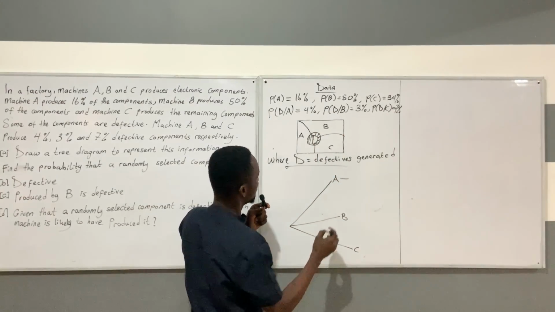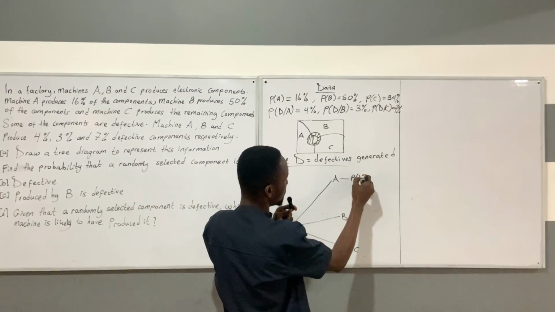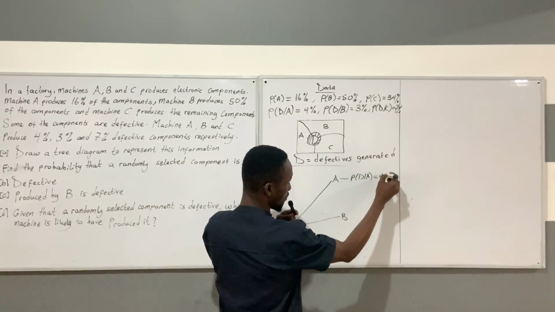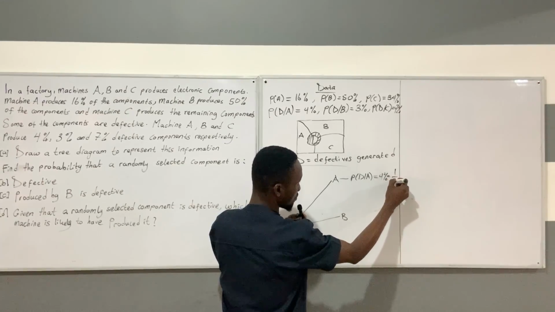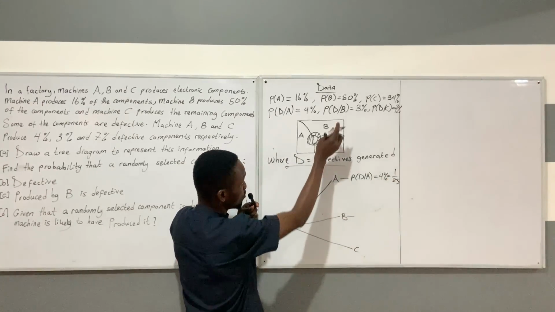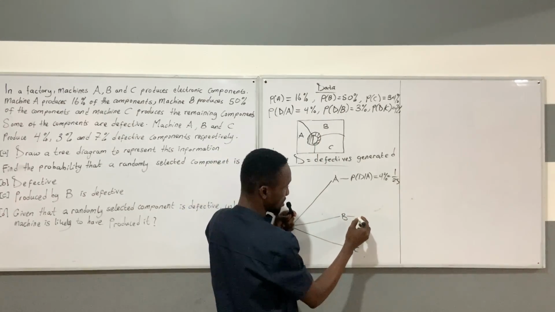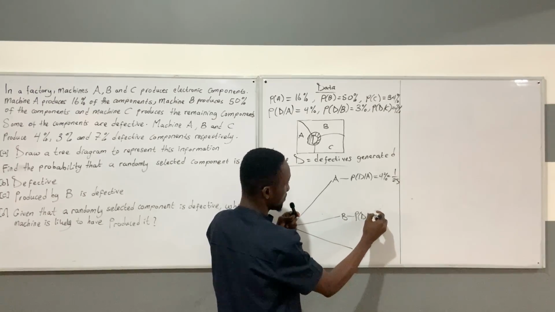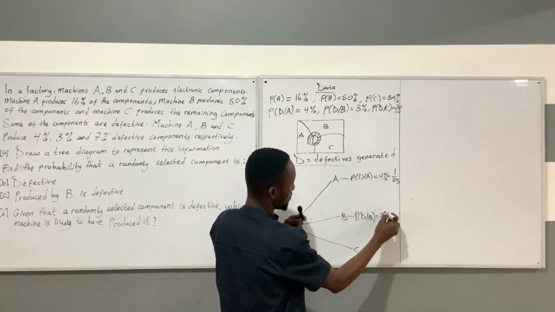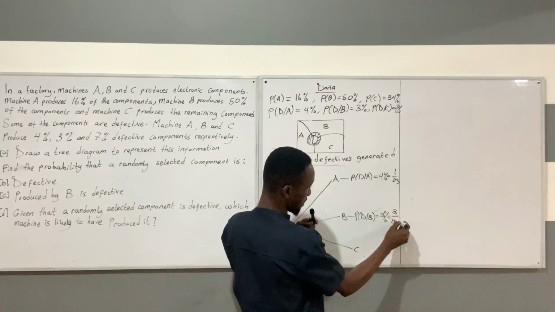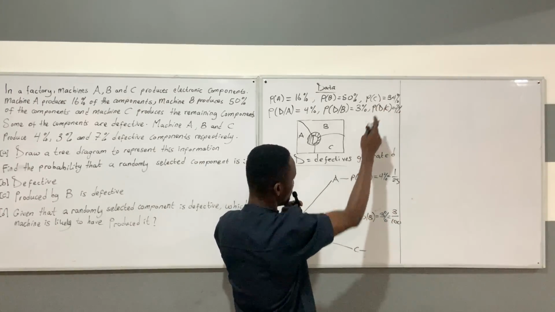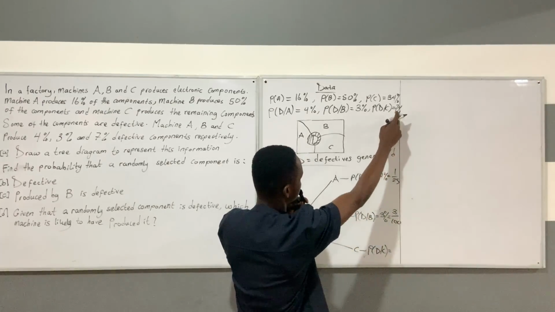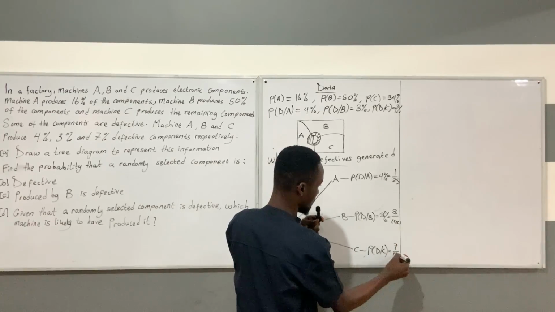So this side will be the probability of D given A has occurred, which is equal to 4%, the same as 1 out of 25. Then we move on to machine B, where the probability of the defective given B gave us 3%, which is 3 divided by 100. We go to plant C. We have P of D given C giving us 7%, which is 7 over 100.